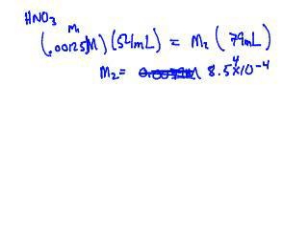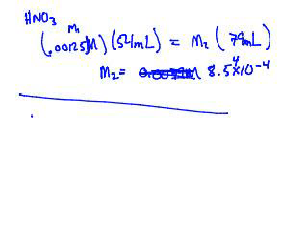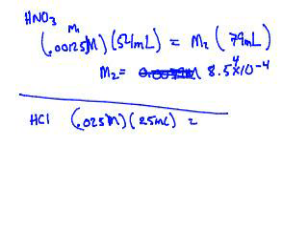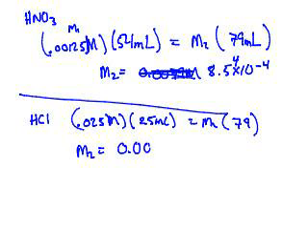Okay, and then we would do the same thing for the other acid, the hydrochloric acid, and the M1 is 0.025 molar times my volume, which was 25 milliliters, equals M2 times 79, again, because they're both in the same beaker. And so M2 is 0.00791.